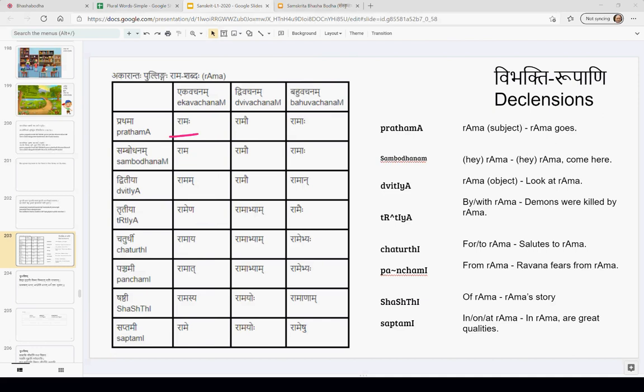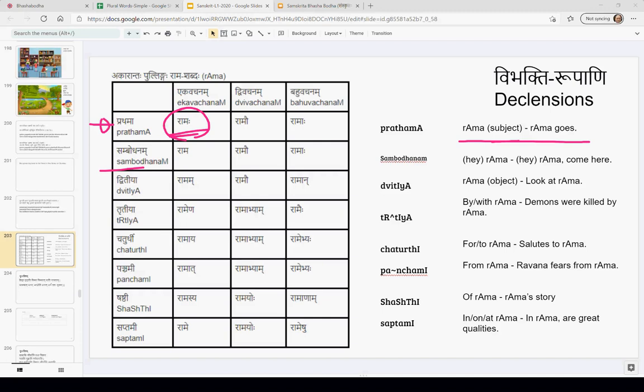For example, when we use Ramaha, this is used in something like this: Rama goes. When it is a subject, as in the previous English example, boy gives a book, the giving action is done by the boy. In that case, this prathama or the first declension form is used. Ramaha, like this.